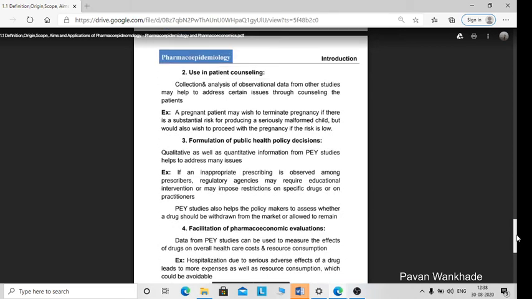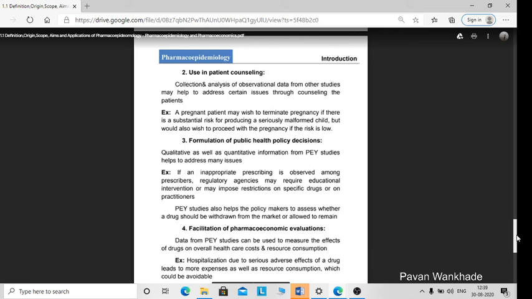Use in patient counseling. Collection and analysis of observational data from other studies may help to address certain issues through counseling the patient. For example, a pregnant woman may wish to terminate pregnancy if there is a substantial risk of producing a seriously malformed child, but would also wish to proceed with the pregnancy if the risk is low. This is the use in patient counseling.